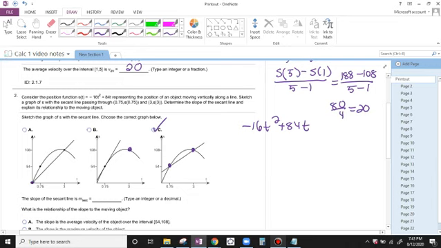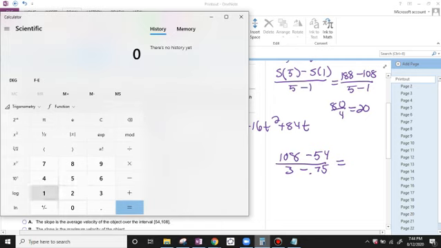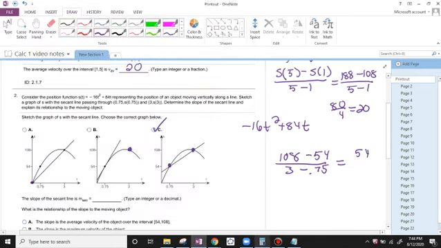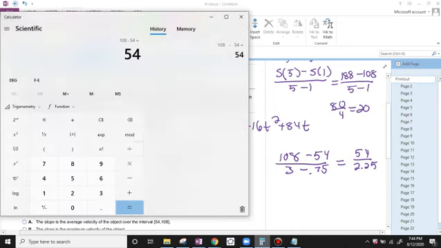It looks like they give us the points, so that looks like that's 108 minus 54 over 3 minus 0.75. We'll have to calculate that for the slope of the secant line. So we'll get out the calculator for that. 108 minus 54, we're talking about 54 divided by 2.25. 24.